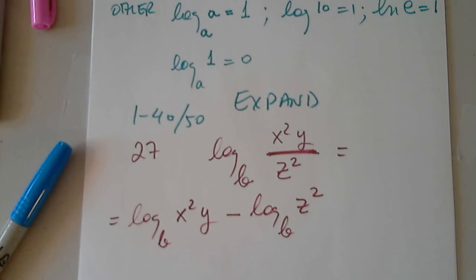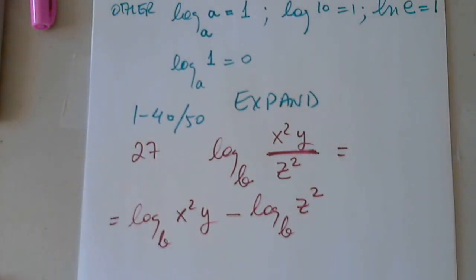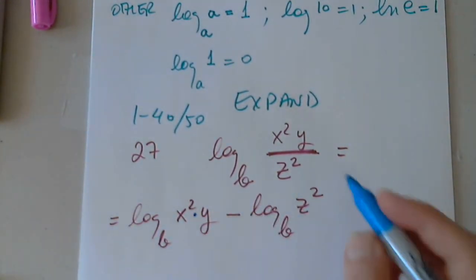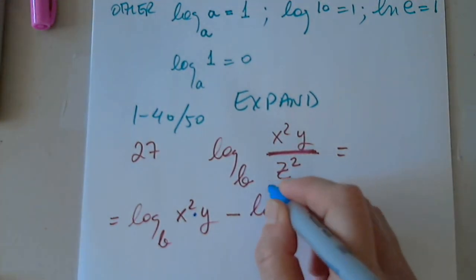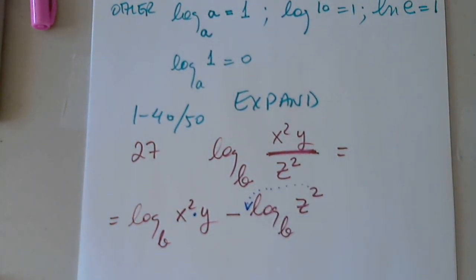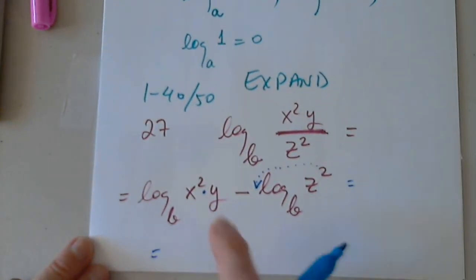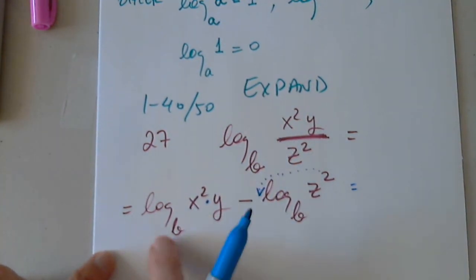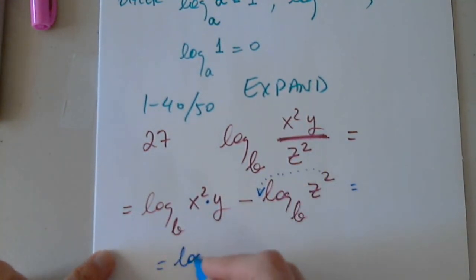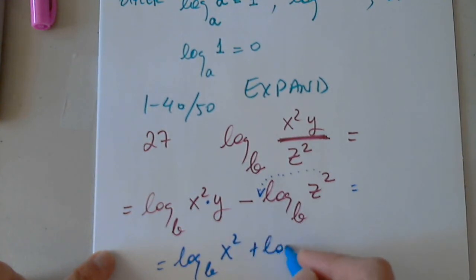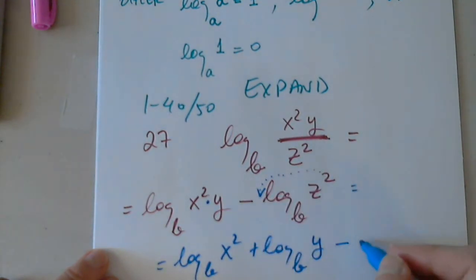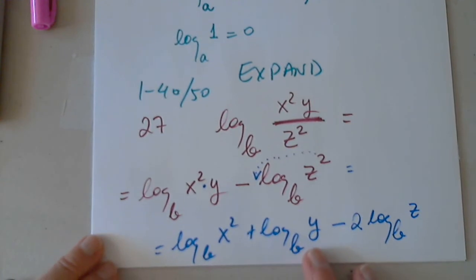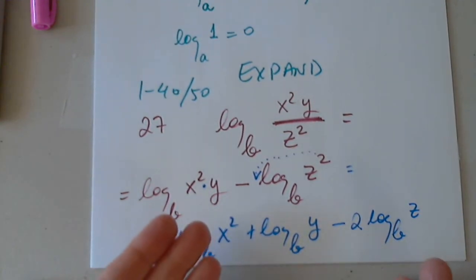Is this enough? No. Because now I see I have a product. And also I have a power. So then, how do I address log of a product? It's log of the first quantity plus log of the second factor. So log base b of x squared plus log base b of the second factor. Minus, I bring 2 in front, 2 log base b of z. This cannot be further simplified. I don't have any other property to apply.